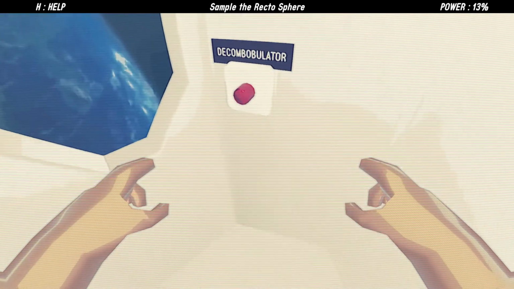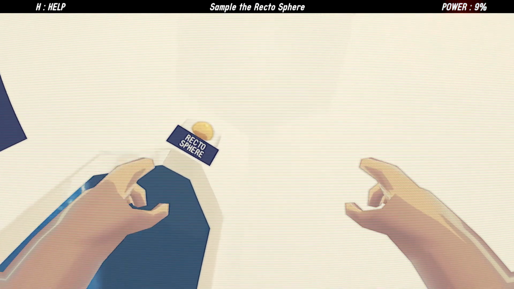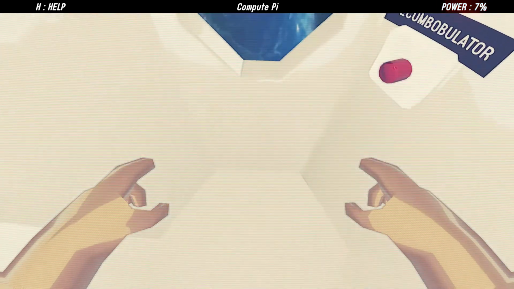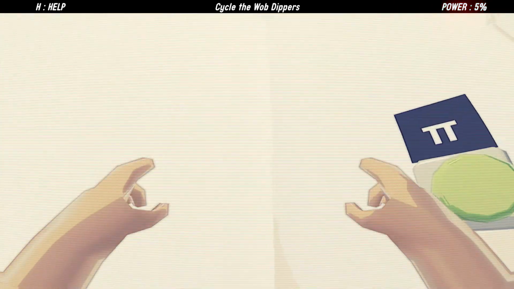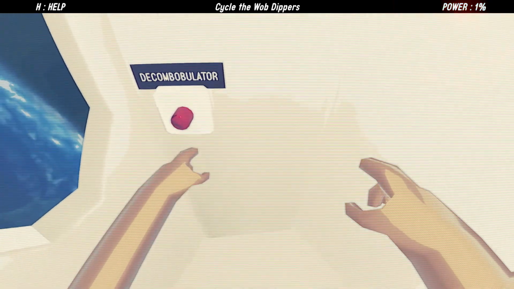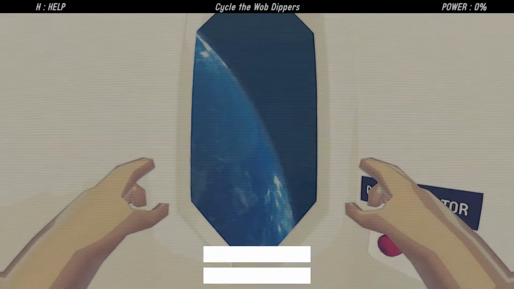Sample the rectosphere. Compute pi. Cycle of the wob dippers. I'm sorry, Scott. I'm afraid you will have to die.